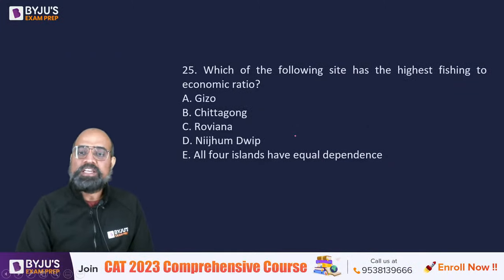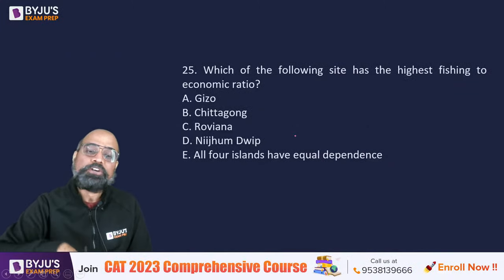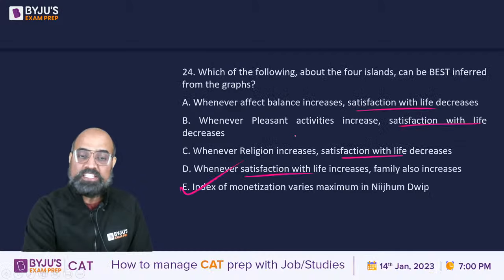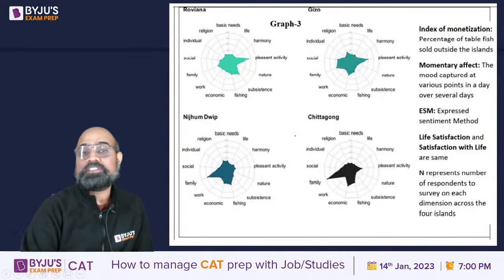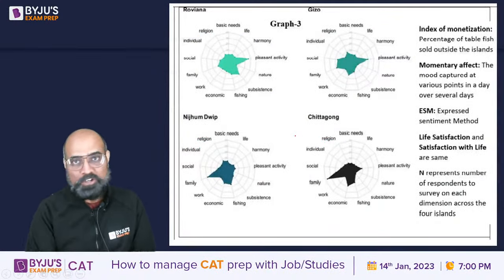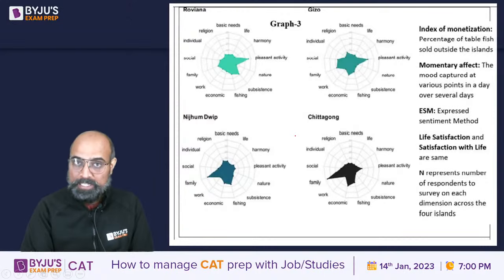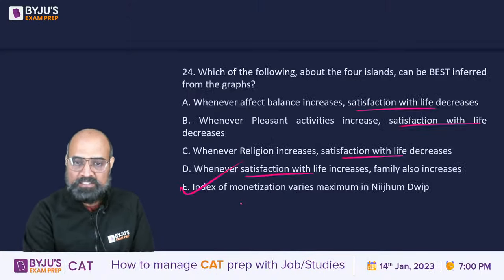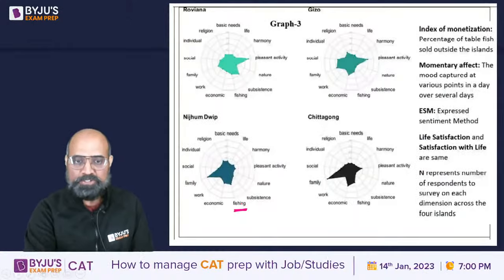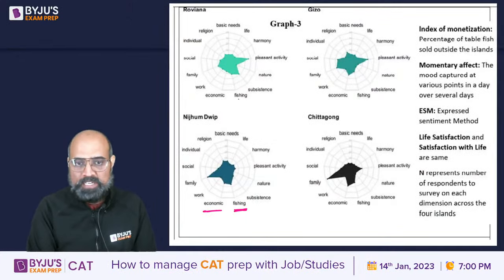Okay, which of the following sites has the highest fishing to economic ratio? Now, highest fishing to economic ratio, again, this was something which in the exam I was not able to figure out because it was very skewed. अभी तो circular दिख रहा है wave diagram. In the exam, it was actually elliptical. So, we are talking about fishing and economic ratio. Fishing and economic इनका check करना है, and we need the one with the highest.